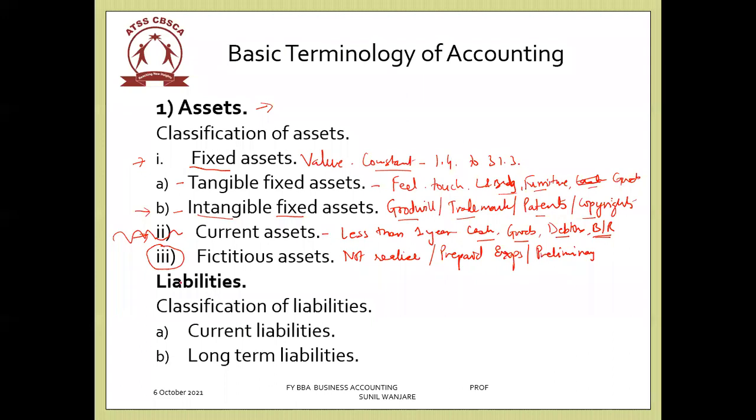So we have two main categories. One is assets and the second is liabilities. What is liabilities? Liabilities are all that we owe, all that we have to pay. Again, we have two things. One is current liabilities and then we have long-term liabilities. Current liabilities are liabilities which we need to pay in less than 1 year. Less than 1 year is called a current liability.